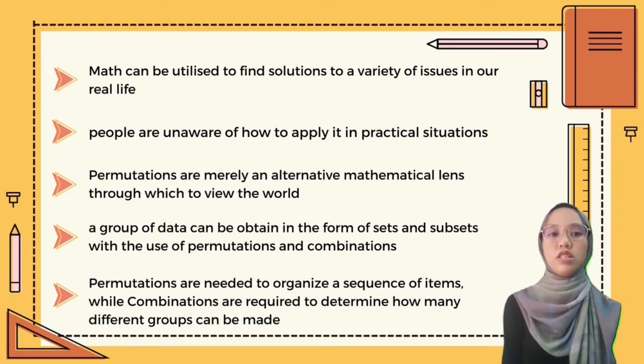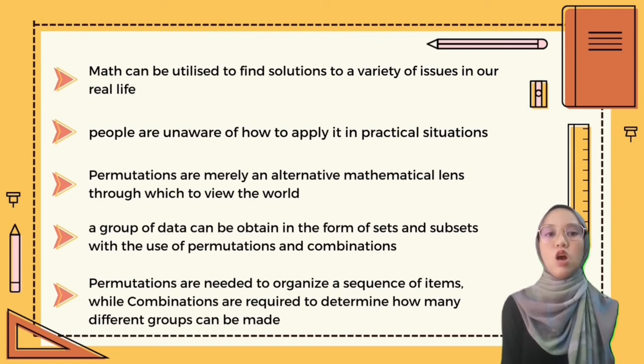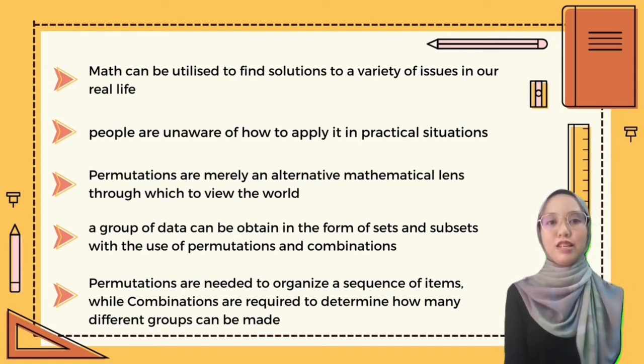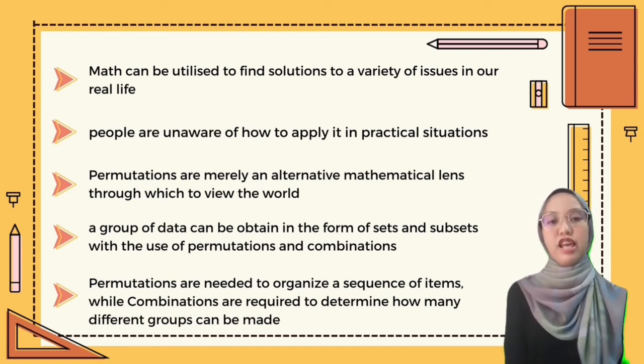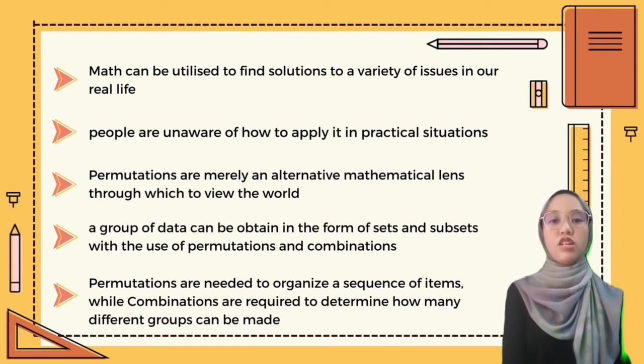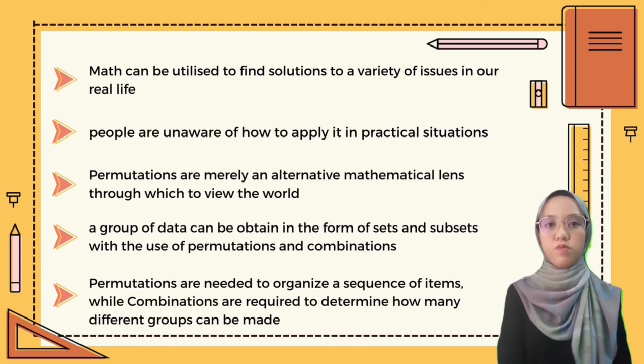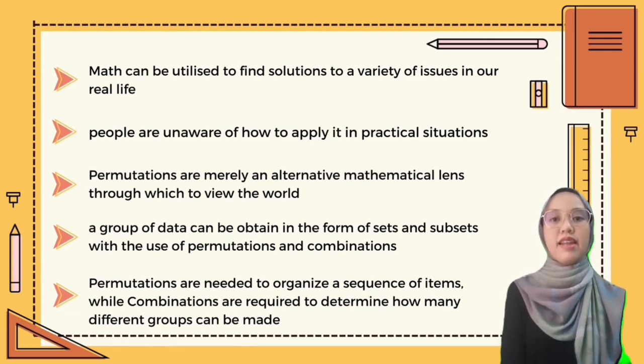When you consider things in the actual world, permutation and combination are constantly at work. Permutations are merely an alternative mathematical lens through which to view the world. We may distinguish between the two by looking at the various notations that involve permutation and combination. We can obtain a group of data in the form of sets and subsets with the use of permutation and combination. Another definition is various ways of arranging particular categories of facts.